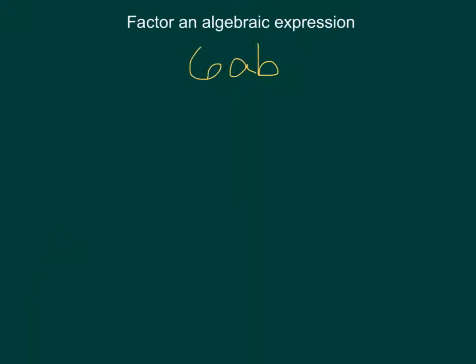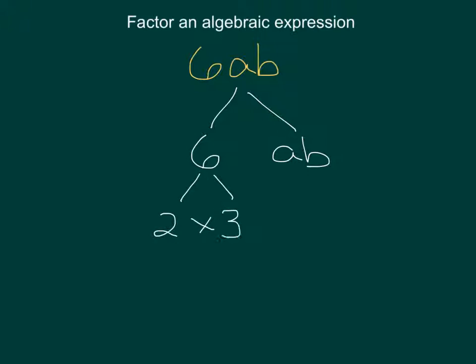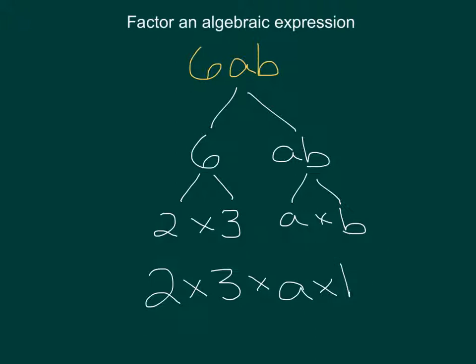When we are doing factorization, we can also factor algebraic expressions. So for this example, you could pull this apart and say 6 times AB. Well, 6 can be broken apart into 2 times 3. AB is A times B. So the prime factorization for 6AB is 2 times 3 times A times B.